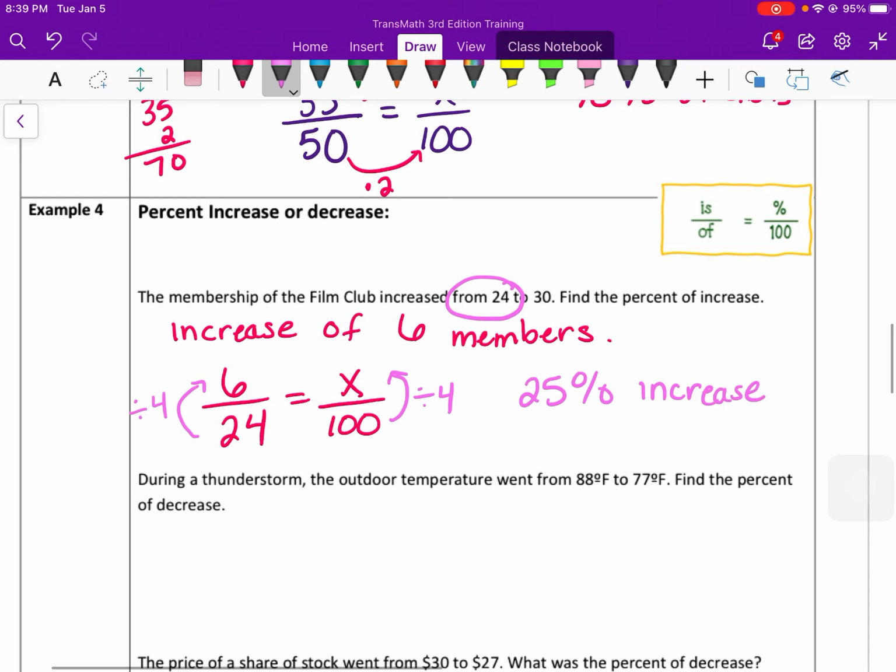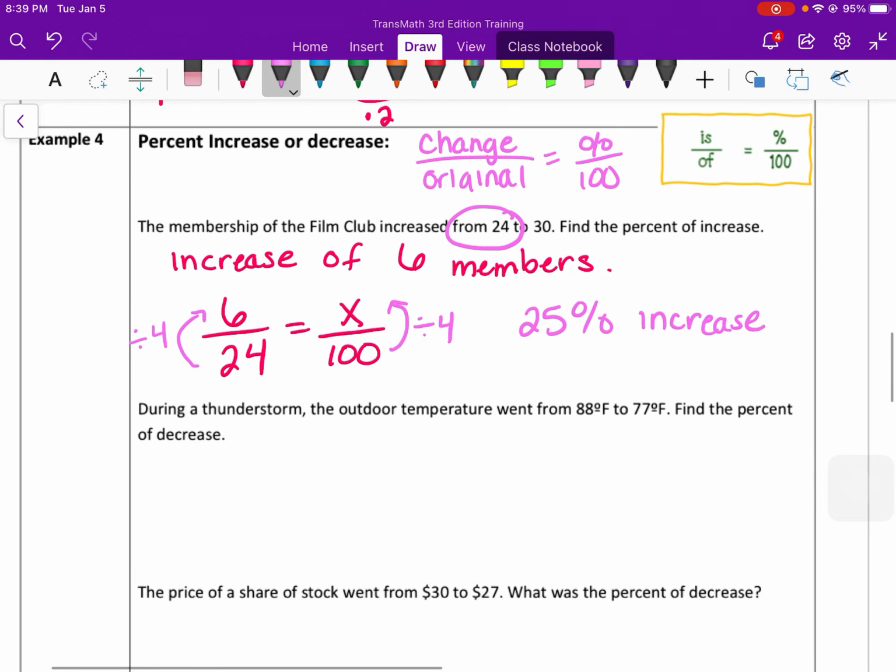I was thinking is over of. Another one we see is always the change over the original amount equals the percent over 100. So change over original equals percent over 100.